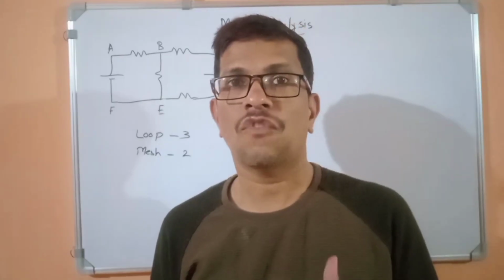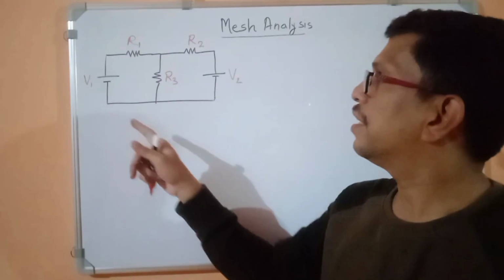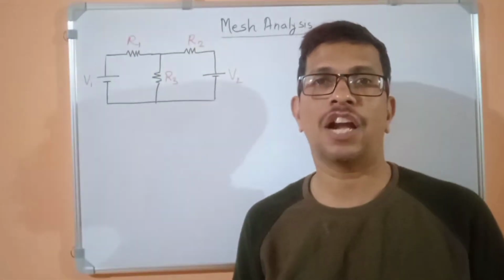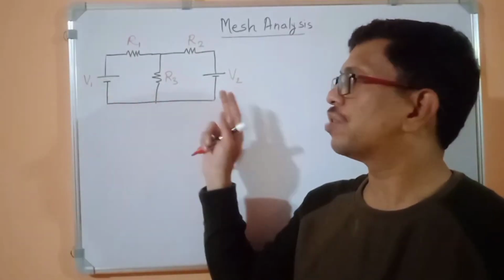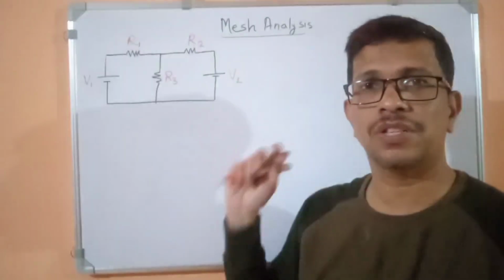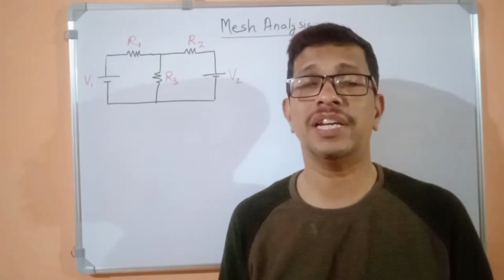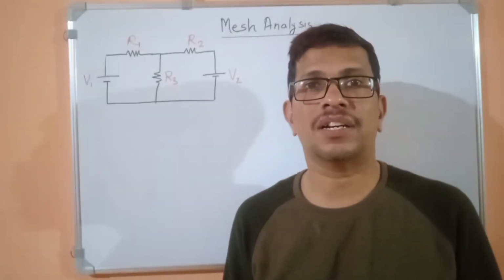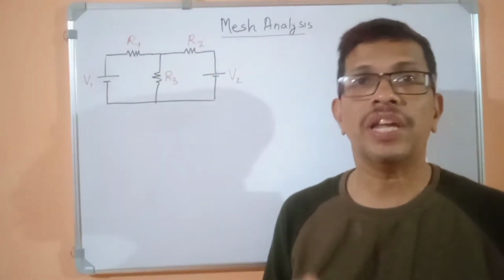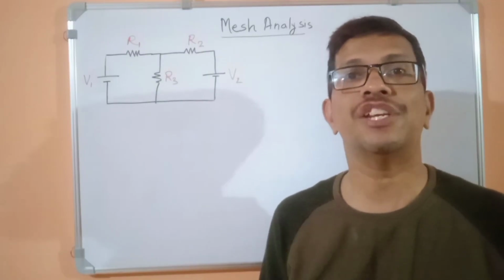Here we are going to see the steps one by one. See here, one circuit is given with some resistances R1, R2 and R3 with voltage sources. There may be a current source also, but here we are taking only voltage sources. The question is to find the current in each branch by using mesh analysis. So what we have to do here? In mesh analysis, we have to assume the mesh currents.